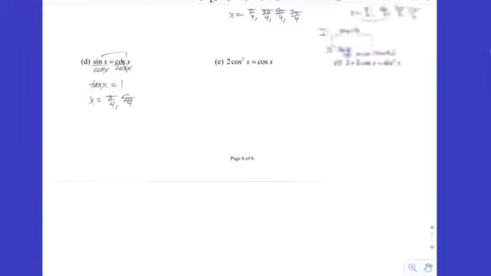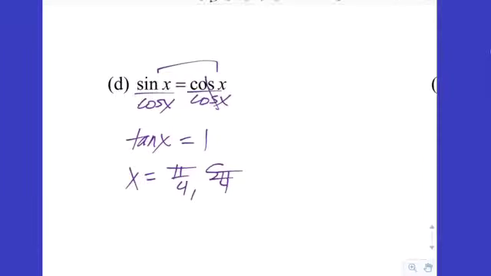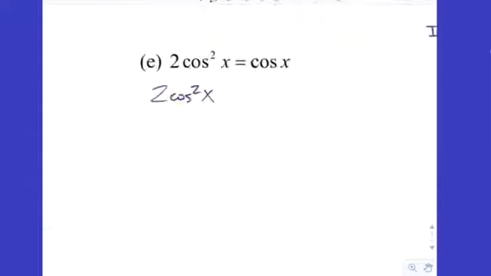So A, B, C, D. E is next. E, 2 cosine squared equals cosine. Do you want to divide out a cosine from both sides? No, no, no. You lose information because you're going to get rid of the cosine. It's going to be gone. So unlike over here where we divided through by the cosine, it was gone on this side, but it stayed on that side. Okay, that's the difference.